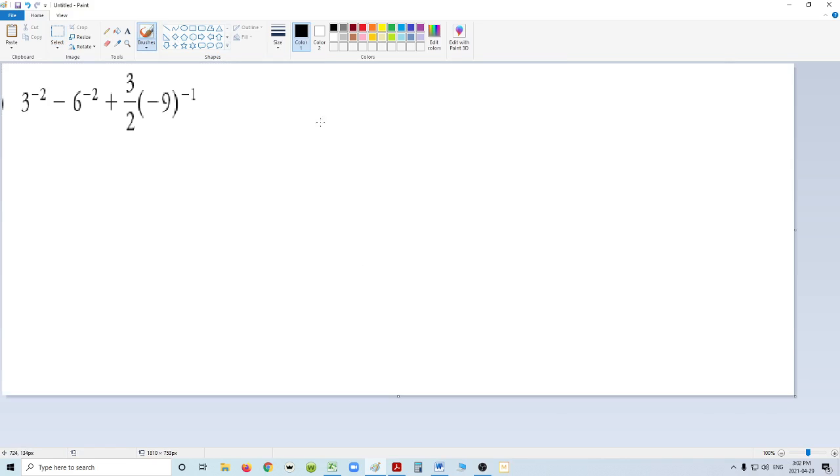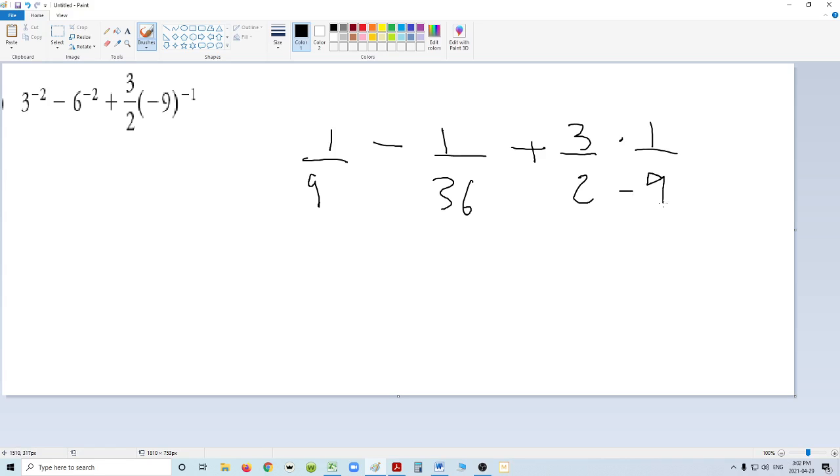3 to the negative 2 is the same as 1 over 3 squared, which is 1 over 9, minus 1 over 6 squared, which is minus 1 over 36, and then plus 3 over 2 times negative 9 to the negative 1, which is 1 over negative 9 to the positive 1. When I multiply this, I get 3 over negative 3, negative 8, positive 3 over negative 18, which just becomes negative 3 over 18.